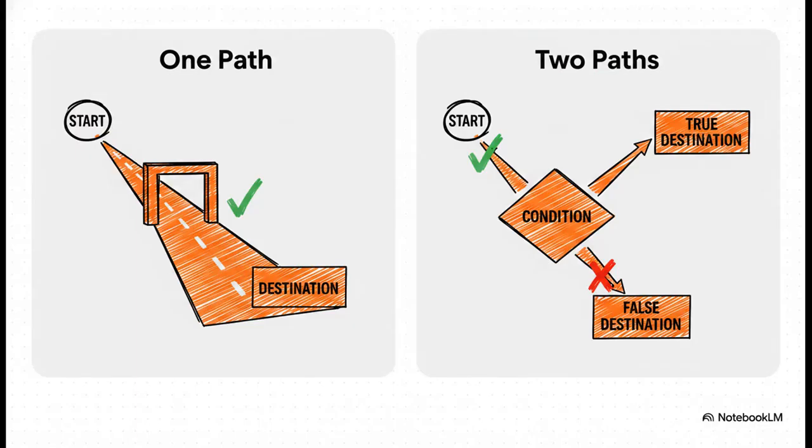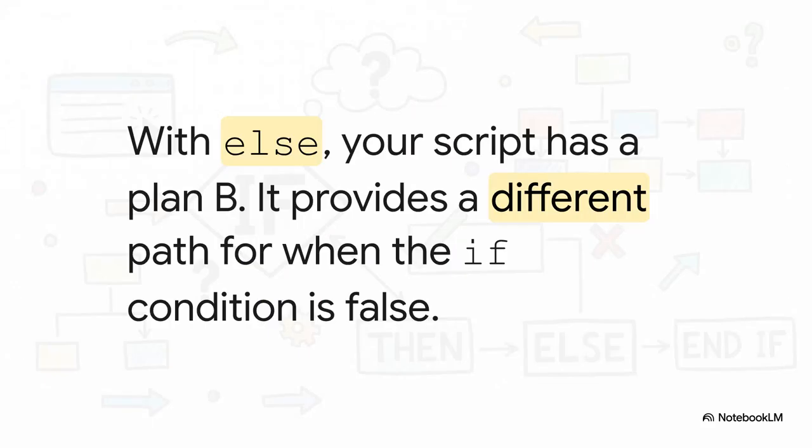A basic if is a one-way street. It does something if the condition is true, and that's it. But when you add an else, you create 2 totally separate paths, one for true and one for false. This is the moment your script goes from just following a list to actually making a choice. Let's see it in action.